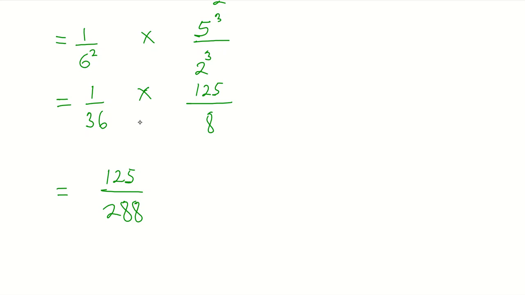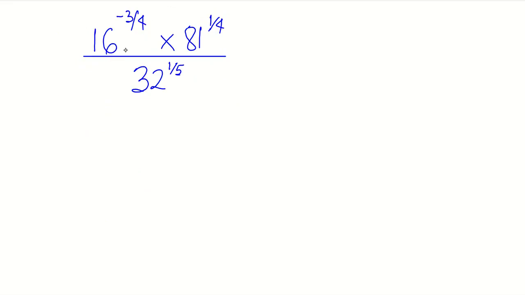So we move on to the last question. In the last question, we have 16 exponent negative 3 out of 4 times 81 exponent 1 out of 4, all divided by 32 exponent 1 out of 5. And with this one, we have to change the bases for them to have the simplest form, or a common base in all the 3 terms here.